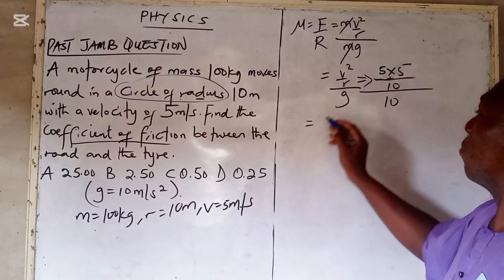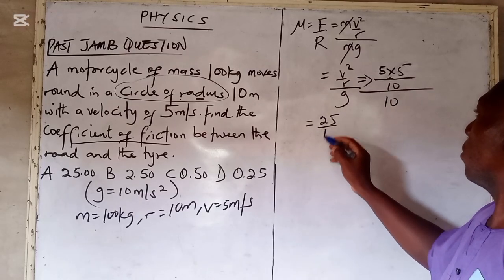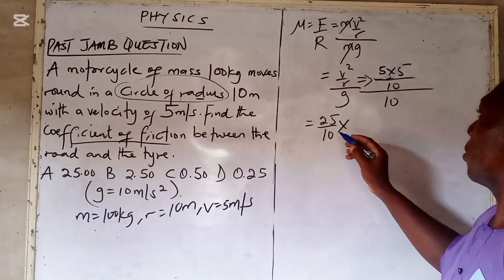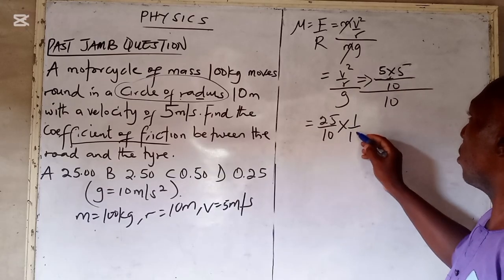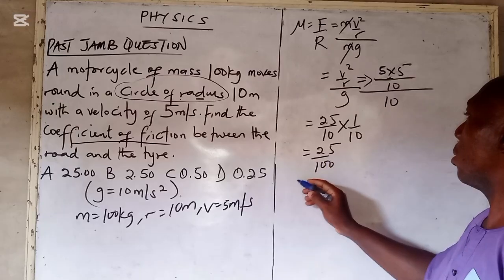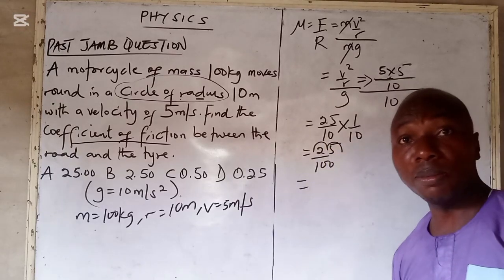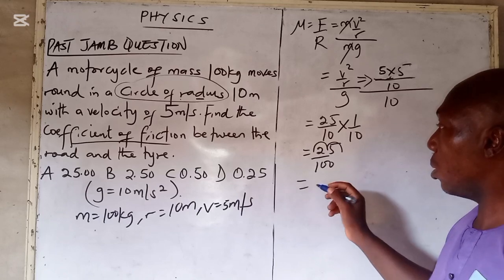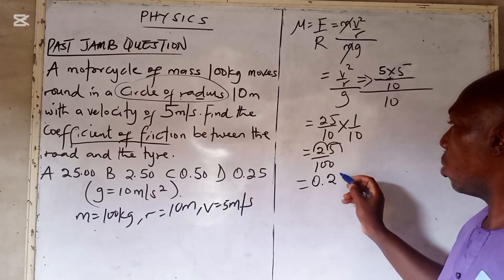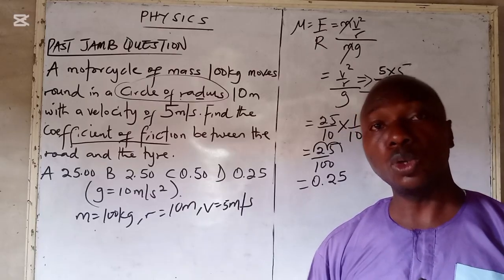So that will give you 25 over 10 times 1 over 10. So that will give you 25 over 100. And that will give you, if you move the decimal two places, because of these two zeros, you get 0.25. Coefficient of friction has no unit.